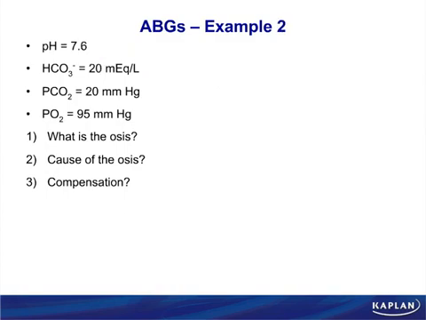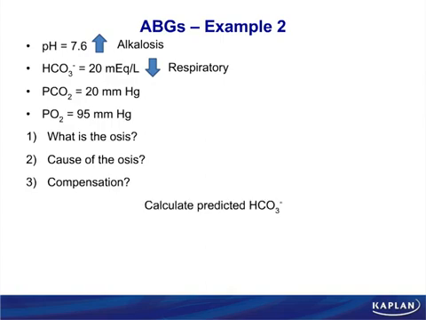All right, question number 1, what is the osis? Hopefully you stop the video and then come back for all of these. I look at pH. pH is elevated, so I know I have an alkalosis. I then look at bicarb, and I see that bicarb is low, so I have an alkalosis with too little base. Huh? Oh, it's respiratory. Now I have to determine, is this acute or chronic?